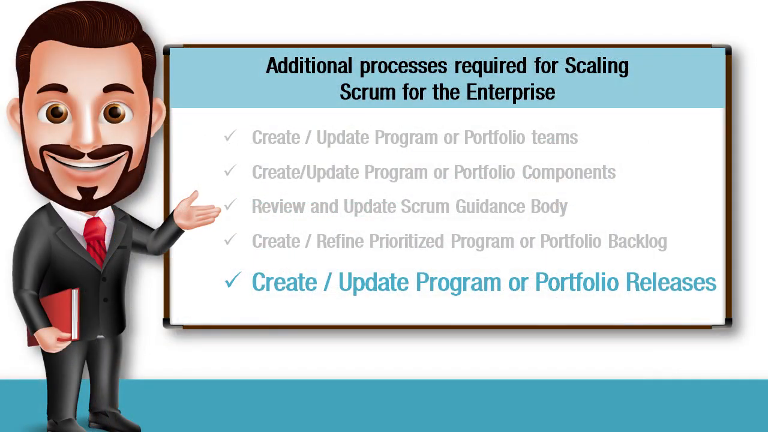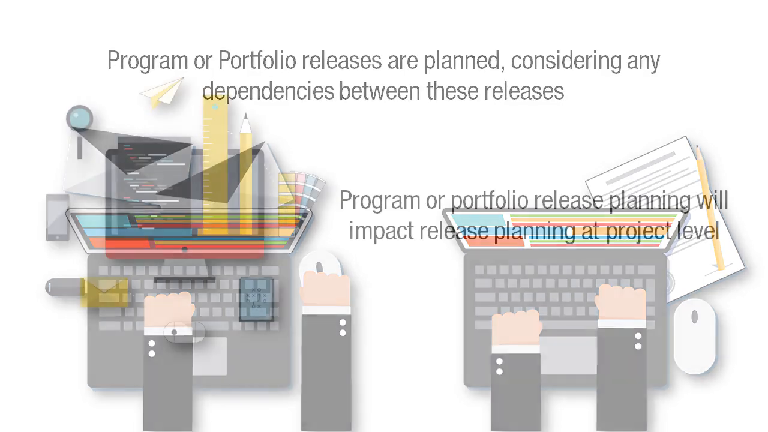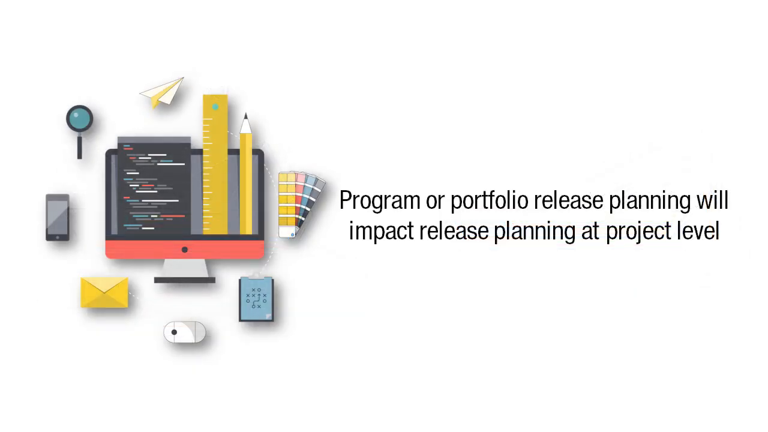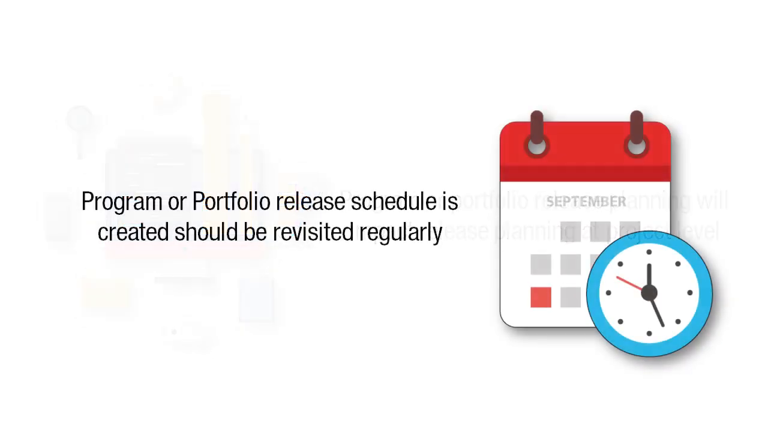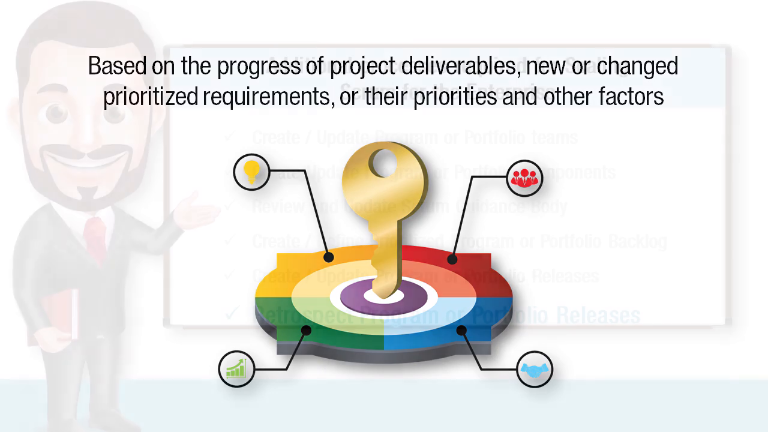Create or update program or portfolio releases. In this process, the program or portfolio releases are planned, considering any dependencies between the releases. Program or portfolio release planning will impact release planning at the project level. The program or portfolio release schedule is created and should be revisited regularly based on the progress of project deliverables, new or changed requirements or their priorities, and other factors.